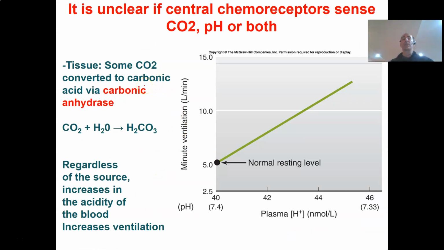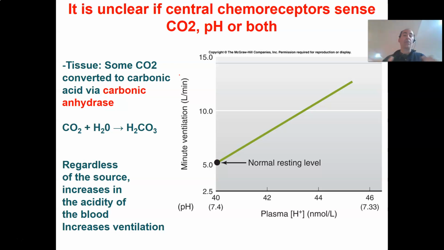It is unclear if central chemoreceptors sense CO2, pH, or both, so this is a field that both myself and Justin Miller came out of. This is a field we're still associated with, control of breathing, and nobody really knows if it's the carbon dioxide or the pH or the hydrogen ion that triggers these chemoreceptor cells.